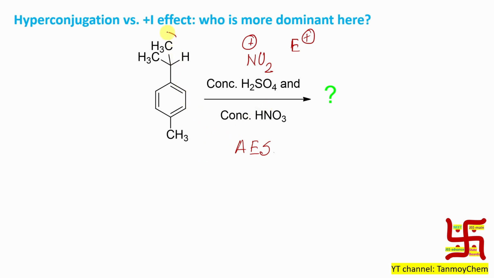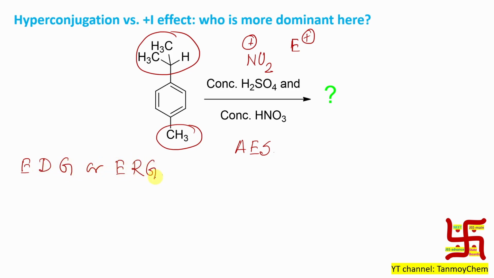So here if you look at, this is actually an isopropyl group and this is a methyl group. By the way, both are electron donating groups or electron releasing groups. It means they will increase the electron density inside this benzene ring. So you can say this benzene ring is activated. This benzene ring in this molecule is more electron rich compared to the unsubstituted benzene. Means they are activated for aromatic electrophilic substitution. They'll react with the electrophile smoothly.